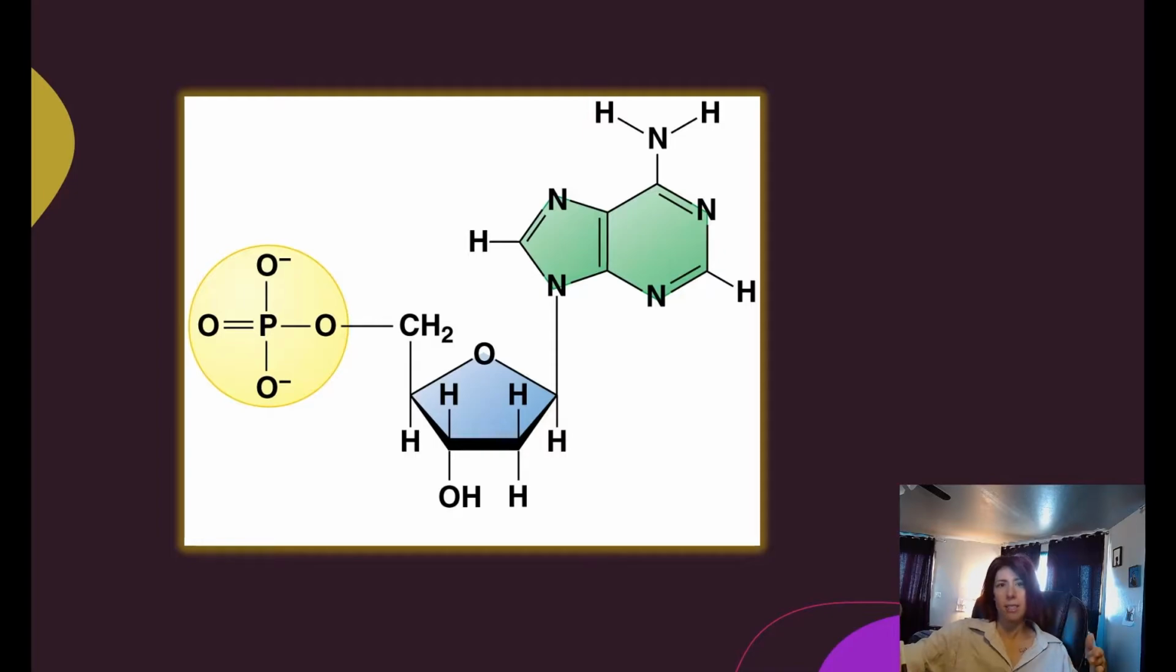So nucleic acids like DNA and RNA are composed of monomers called nucleotides, and this is one nucleotide. And each nucleotide has 3 parts. They each have a 5-carbon sugar, a phosphate group, and a nitrogenous base. There are 4 different nitrogenous bases, and this is one of them. The 4 different nitrogenous bases are adenine, thymine, guanine, and cytosine. Those are the A's, T's, G's, and C's of the genetic code.